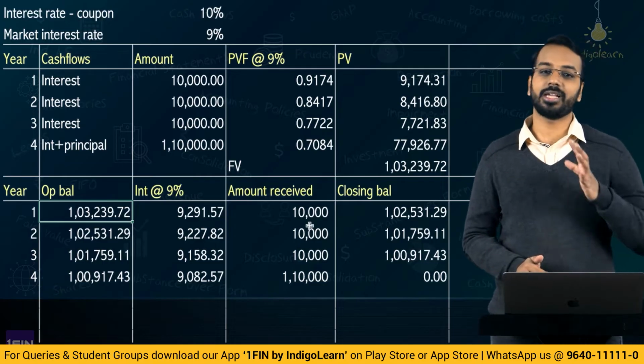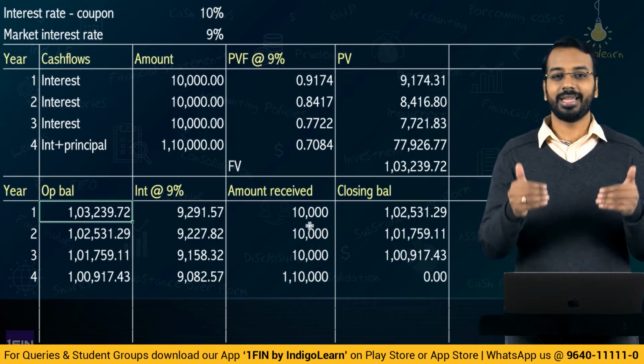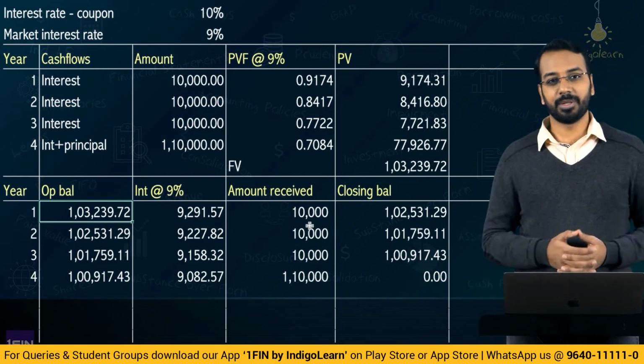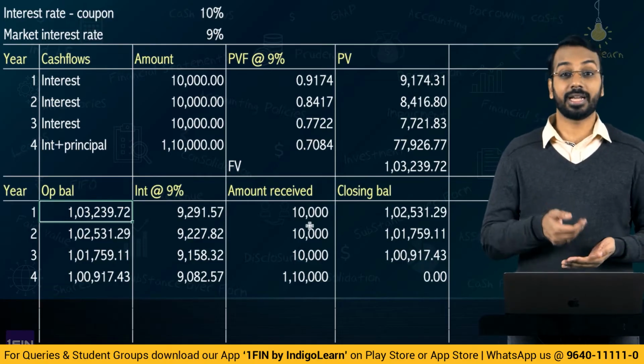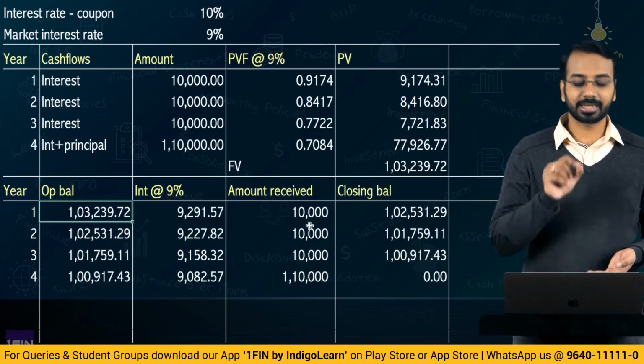That is what is called the amortized cost method. Simply put, it is the method by which you account for interest using the effective interest method. Now, this is the case of a debenture. What happens in case of an account receivable? Let us say you have sold goods. In that also, do we recognize interest like this?